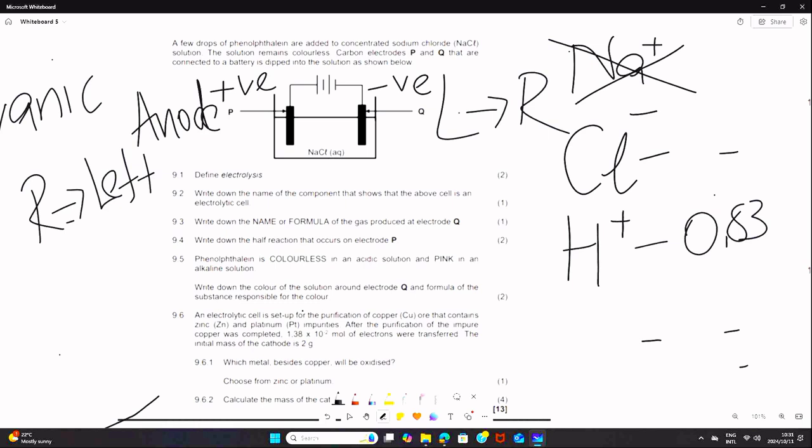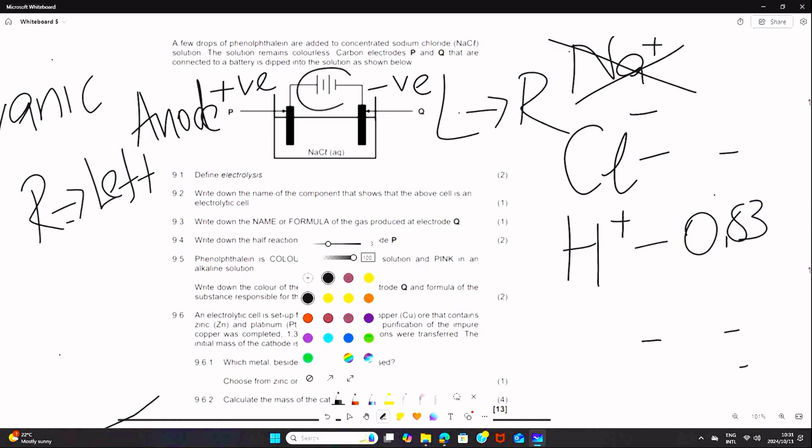Now let's come back to the question. It says, write down the name of the component that shows that the above cell is an electrolytic cell. How did we define that this is an electrolytic cell? By the presence of the power source, which is the presence of the battery. And then it says, write down the name or formula of the gas produced at electrode Q. Remember, electrode Q is connected to the negative terminal of the battery, and this makes it the cathode.